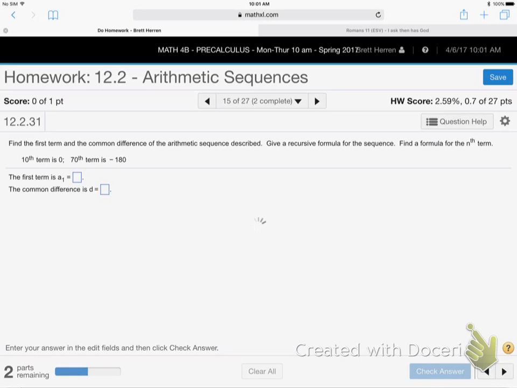All right. So here we are working on one of these. Let me remind you how we do these. Remember, this is two equations, two unknowns. So we've got to use the basic formula a sub n is a1 plus (n minus 1)d. That's the thing we're going to use, and then we're just going to plug in what they're saying.